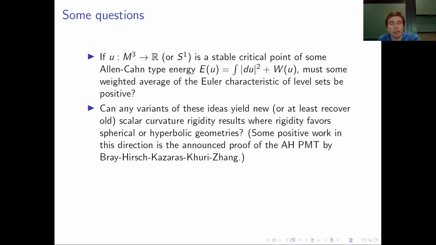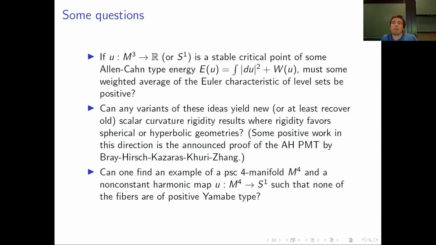And finally, back in the summer of 2019, when I was first playing with this, I was initially naively optimistic that maybe you can say, for a harmonic S^1-valued map in higher dimension, something about the Yamabe type of the level sets. I spent a while thinking about that, invited various people to think about it with me. We never really got anywhere with it. And it seemed that there might be some genuine obstruction to the obvious things you could try to do using these ideas coming from the mean curvature of the fibers.